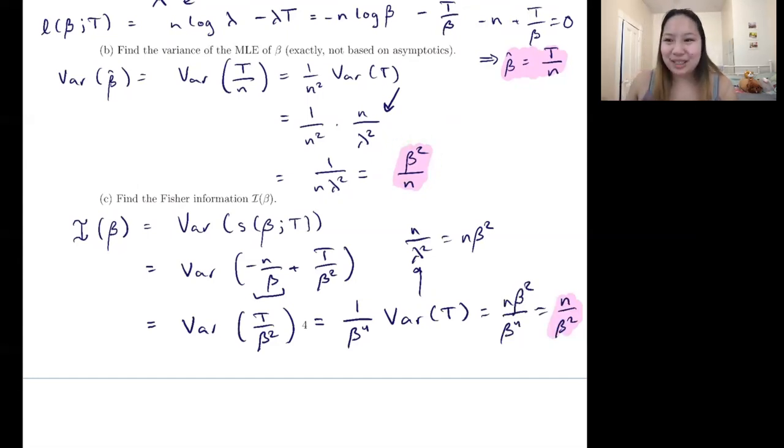And we know the CRLB, the Cramer-Rao lower bound, or 1 over Fisher information, is going to be the asymptotic MLE variance, and that's exactly this here. So in this case, the asymptotic variance actually is the true variance, which is not always true, but in this case it is. That's a fun fact. You probably don't have to mention that to get credit on this question.